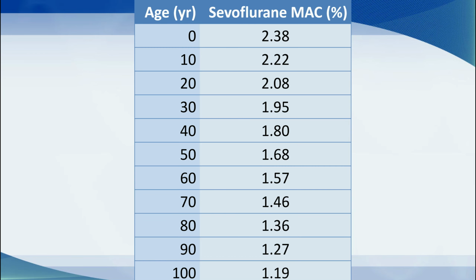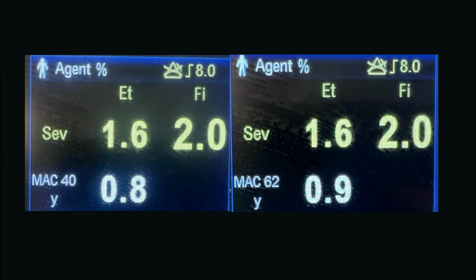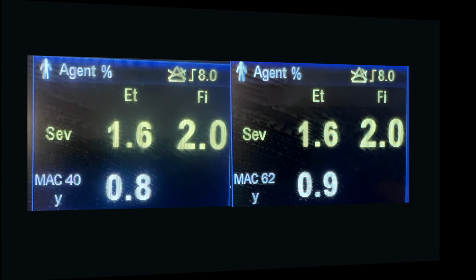Remember also that adding nitrous oxide reduces the MAC quite substantially. Modern anesthetic machines actually calculate the MAC for you. In this example on the left, the MAC is calculated at 0.8 for the amount of volatile that's coming out of this patient, 1.6% for a 40-year-old. But by informing the monitor on the right panel that the patient is 62, the MAC is reported at 0.9.